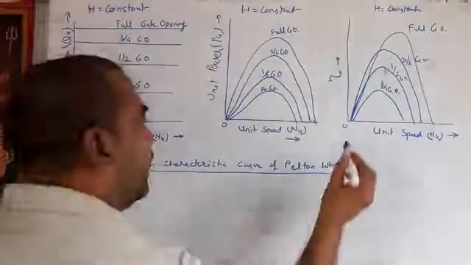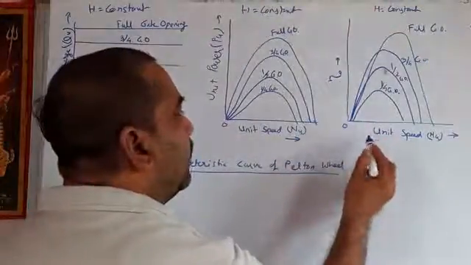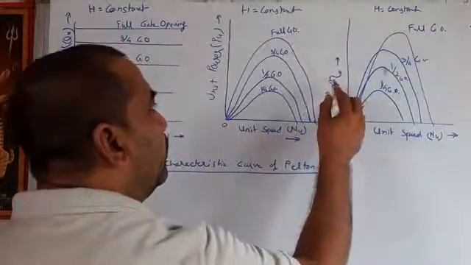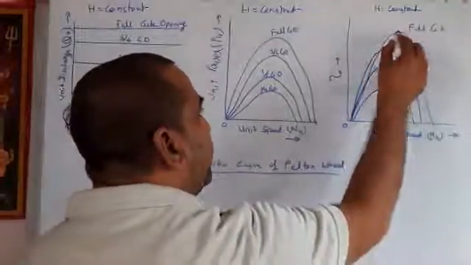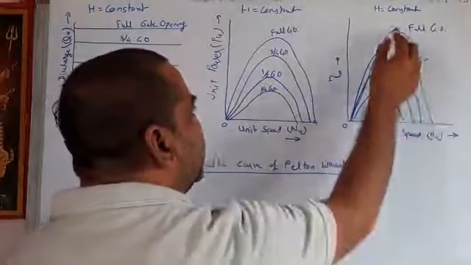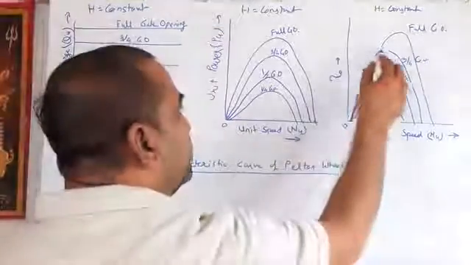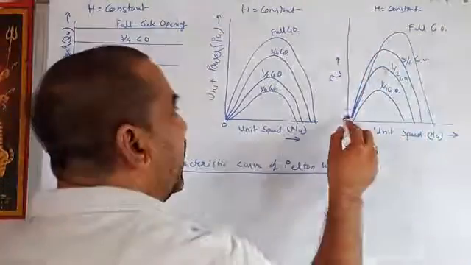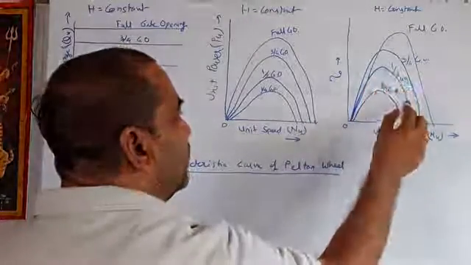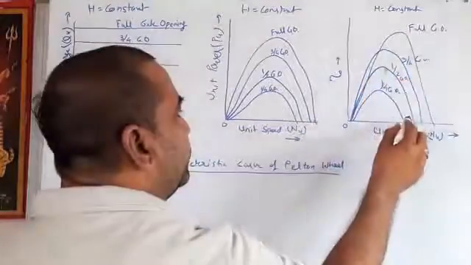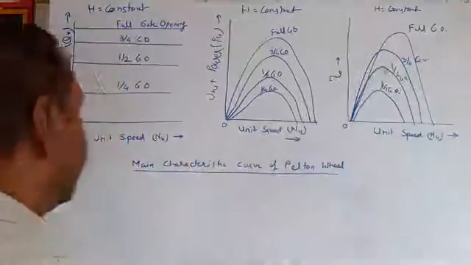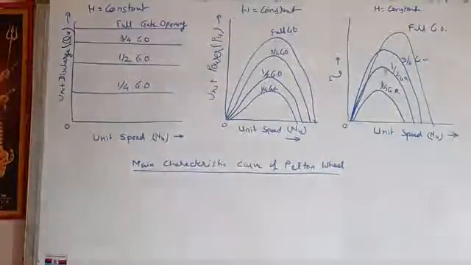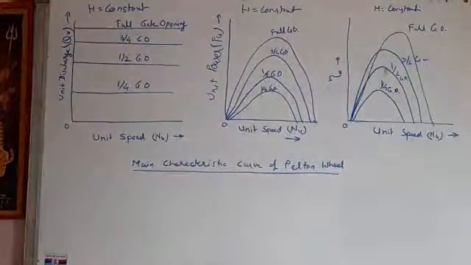And when we draw the curve for unit speed and overall efficiency, in full gate opening the overall efficiency is maximum. For 3/4 it reduces, for half gate opening the efficiency reduces further, and in the 1/4 gate opening it is minimum. These are the main characteristic curves of the Pelton wheel.